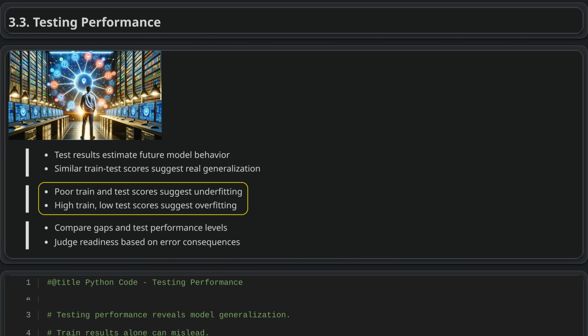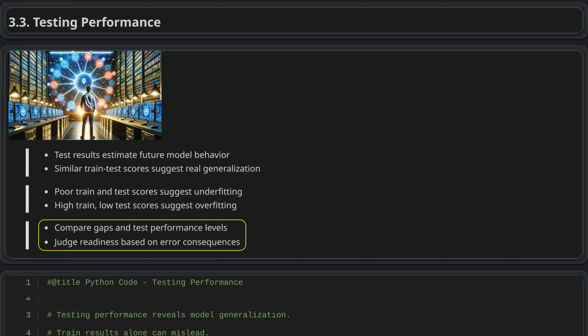Comparing training and testing performance helps identify underfitting and overfitting. If both results are poor, the model may be too simple or missing important predictors. If training performance is strong but testing performance is weak, the model may be overfitting by learning quirks in the training data that do not generalize to new cases.